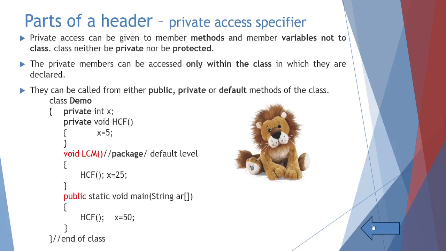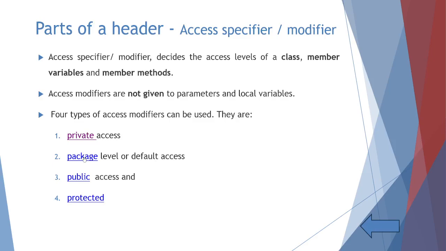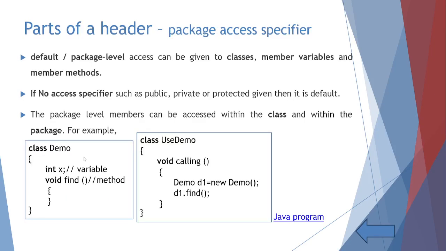Now, if we go to package level, this access level can be given to classes, member variables, and member methods. If no access specifiers such as public, private, protected are given, then it is known as default level or package level. Package level members can be accessed within the class and within the package. We will see with the help of a Java program.